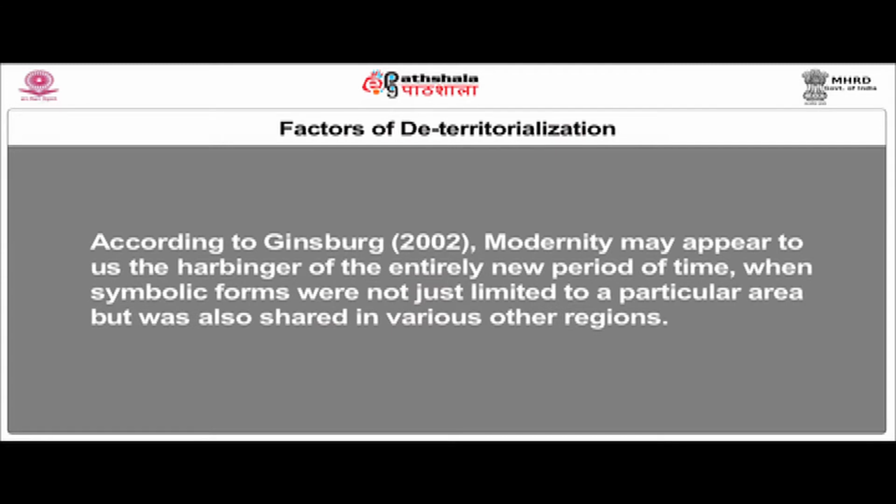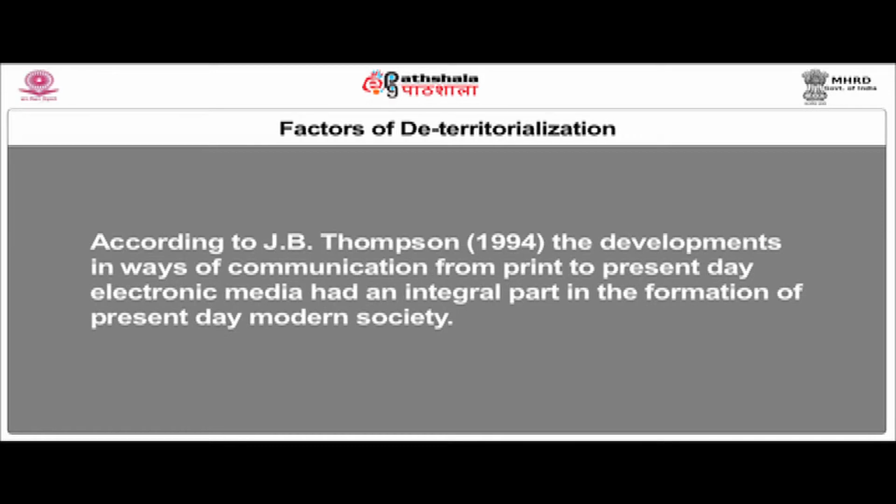According to Ginsberg, modernity may appear to us as the harbinger of an entirely new period of time when symbolic forms were not just limited to a particular area but were also shared in various other regions. According to J.B. Thompson, the developments in ways of communication from print to present-day electronic media had an integral part in the formation of present-day modern society.